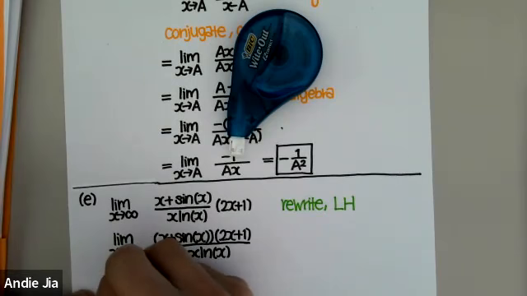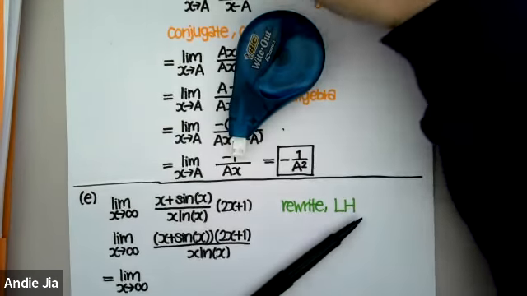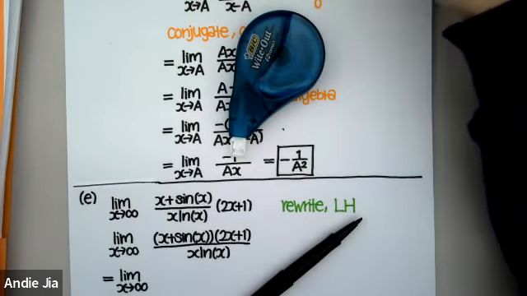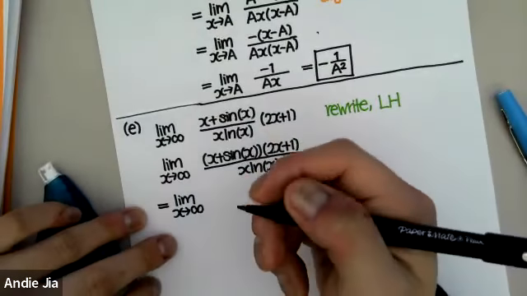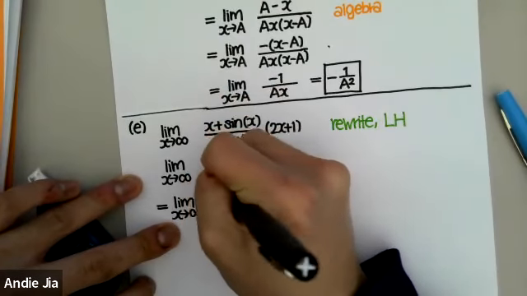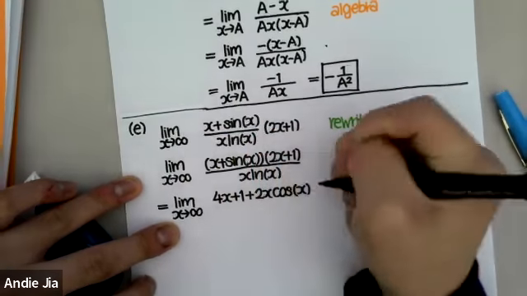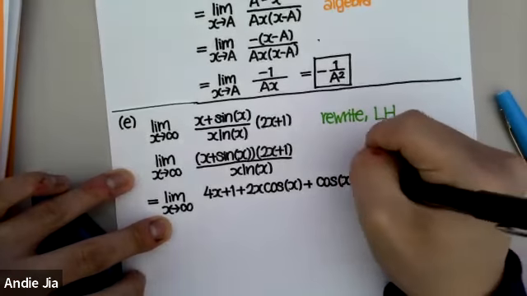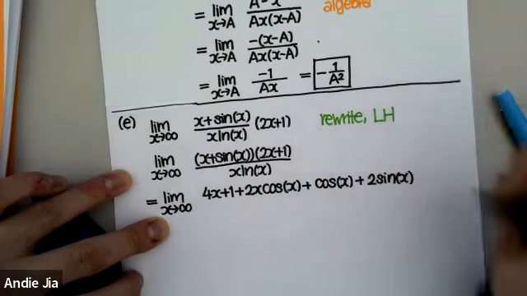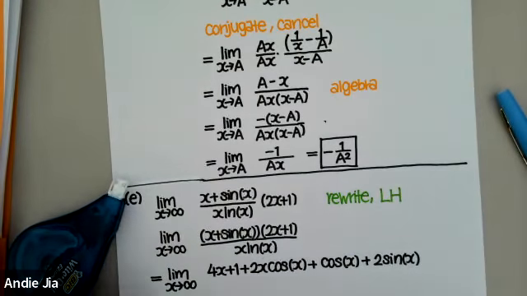It's going to be the limit as x approaches infinity here. So we have x plus sine of x times 2x plus 1. We have the derivative of 4x plus 1. Wow, this is a long expression. 4x plus 1 plus 2x cosine of x plus cosine of x plus 2 sine of x, to the natural log of x. This is another derivative. It's 1 plus natural log of x.